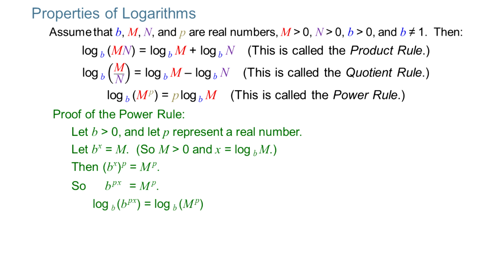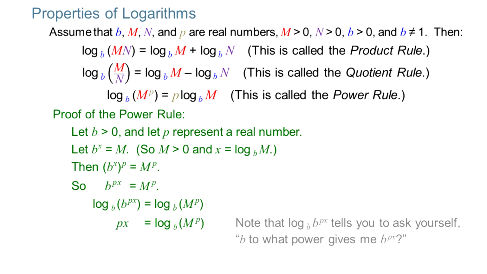For my next step, I'll put a log base b in front of both sides of the equation. Since log base b of b to the power px tells me to ask myself b to what power gives me b to the power px, I can say that log base b of b to the power of px is equal to px.